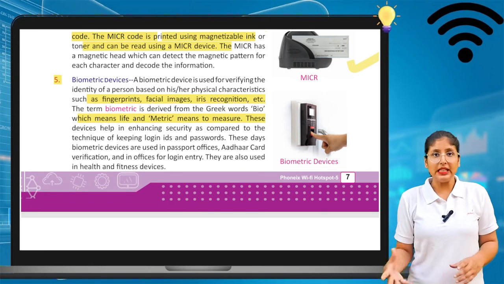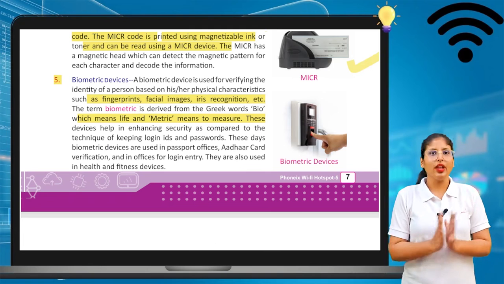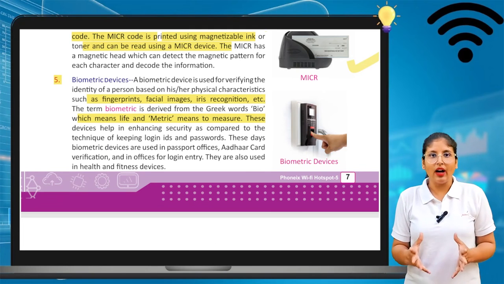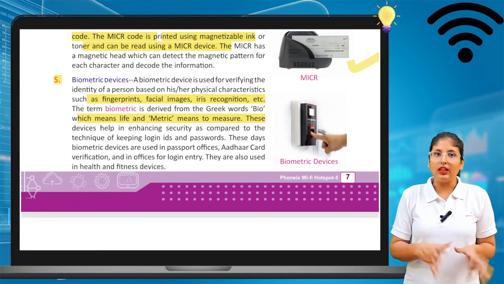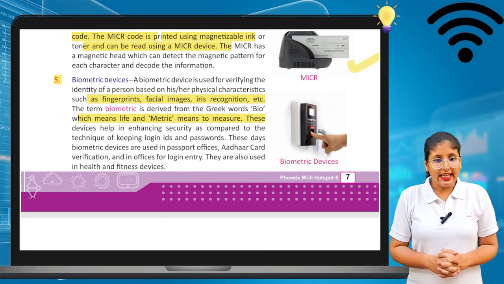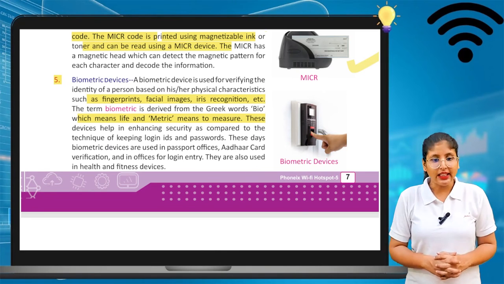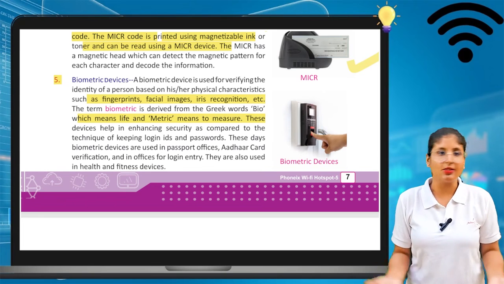These devices help in enhancing security as compared to the techniques of keeping login IDs and passwords. Nowadays lockers have the biometric system, so that your money and gold should be safe. These days biometric devices are used in passport offices, Aadhaar card verification, and in offices for login entries. Login entries means to mark the attendance of their staff.